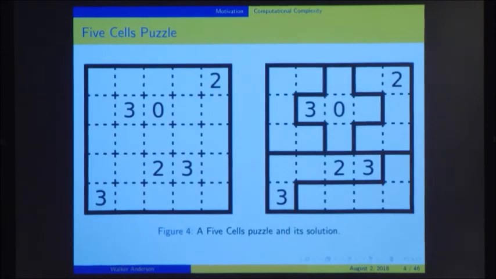So for my project, I looked at a puzzle called Five Cells. On the left is an example Five Cells puzzle, and on the right is the solution to that puzzle. There are 2 rules of Five Cells. The first is that you have to divide the grid into shapes that are 5 squares large. So you can see these shapes on the right.